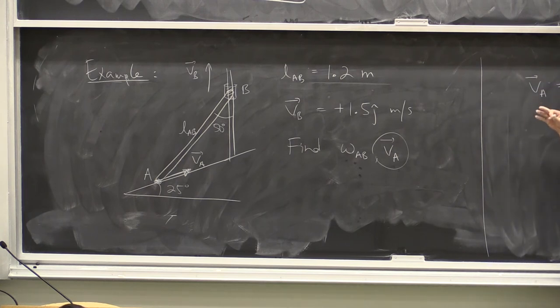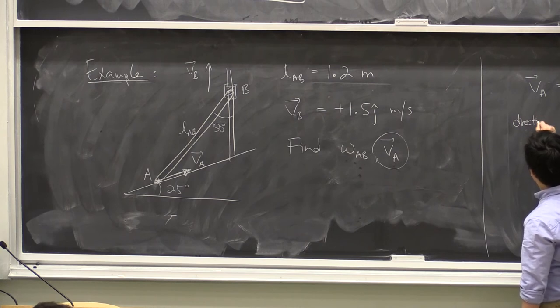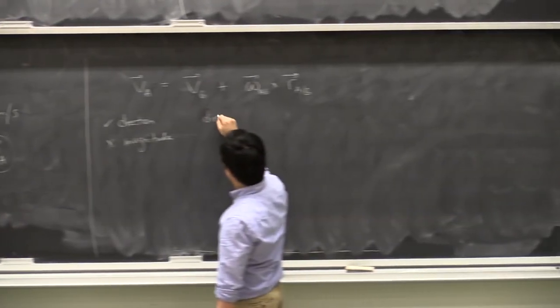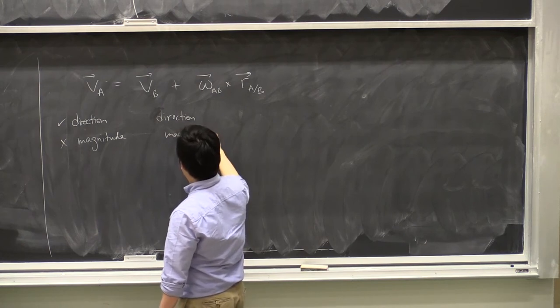So let's set this up using relative motion. Typically, we would write this, cross RA with respect to B. So here's the issue. We seem to know the direction of A, but we actually don't know the magnitude of A, so we're missing one piece of information. We know both direction and magnitude of VB.